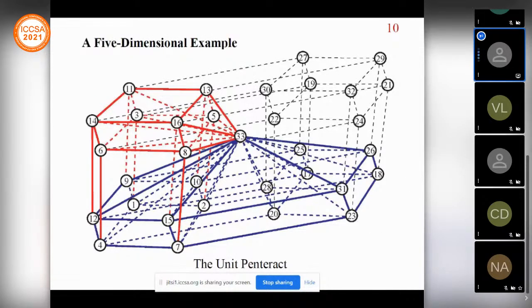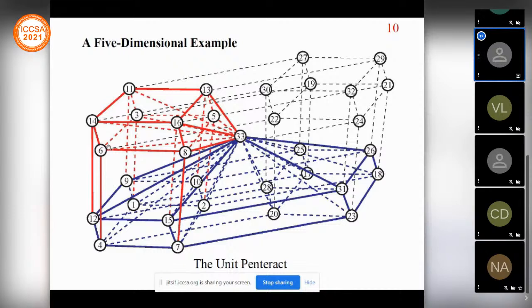In order to get a better illustration of the theory under consideration, we need an example in a higher dimensional space. Let us consider for the very first time a 5-dimensional example. In this slide, you see the unit Penteract partitioned into canonical pyramids. This is the unit Penteract. Penteract means 5-dimensional cube. You can observe that both Tesseract pyramids share a cubic pyramid.